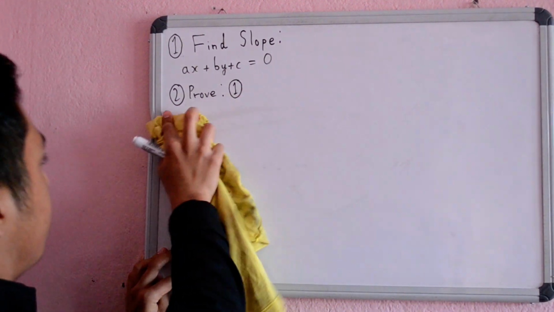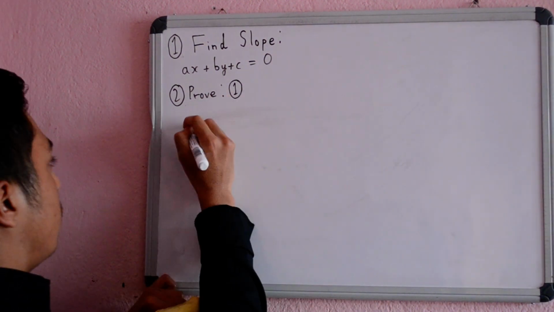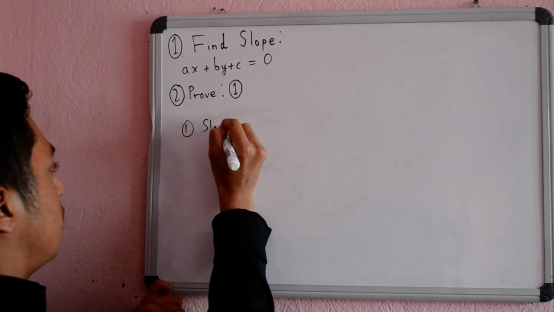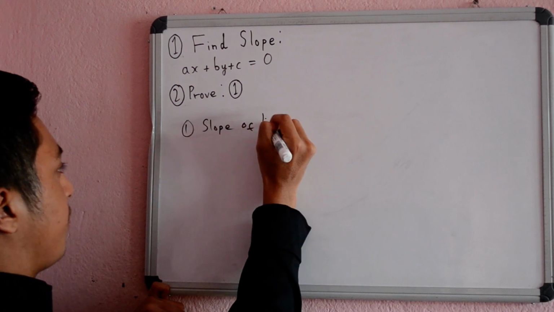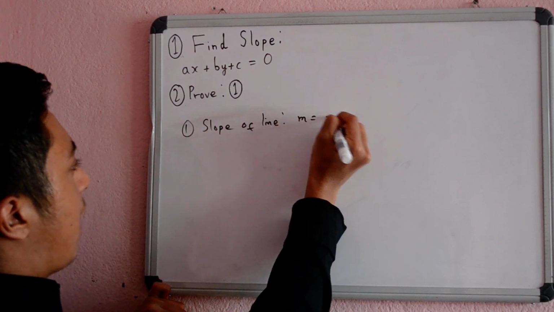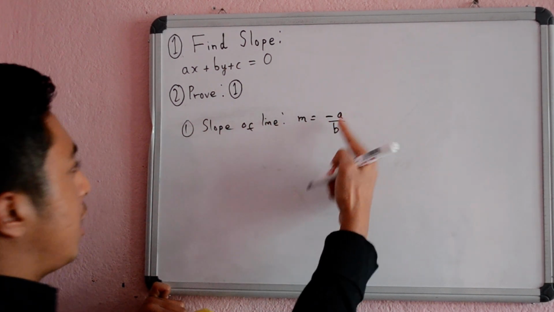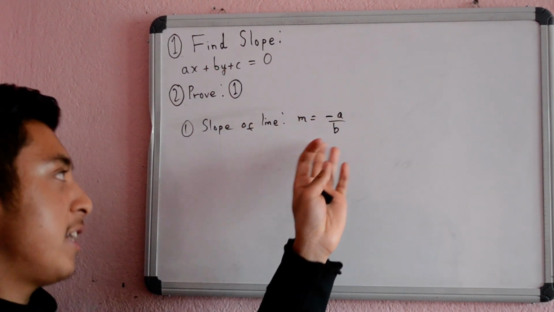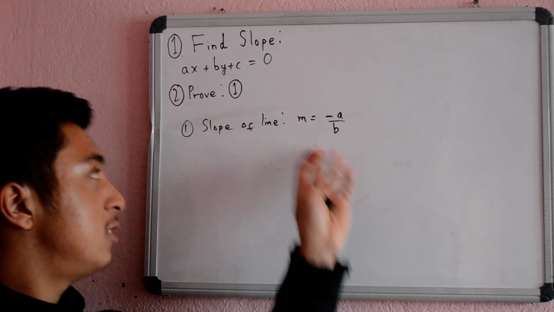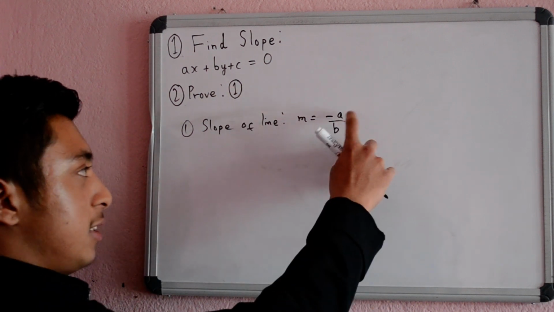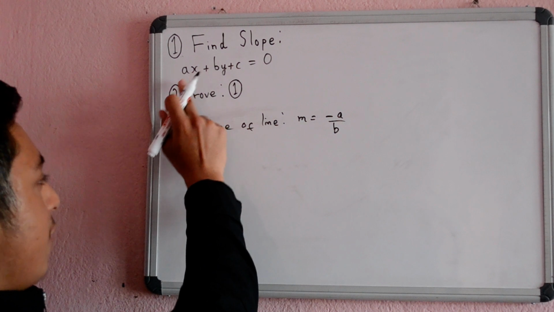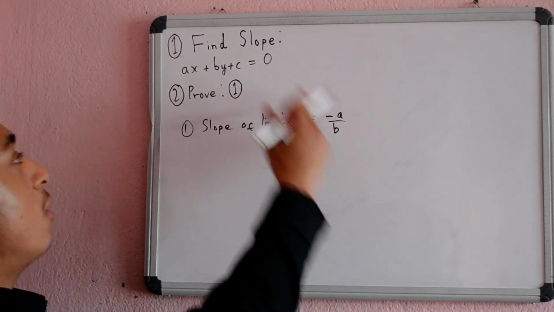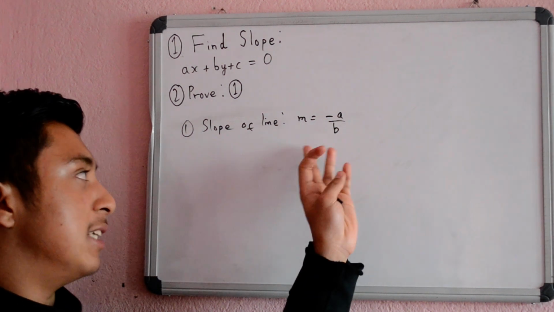So for the first one, we just have to use the formula. Slope of a line, right? Slope of line, m is equal to minus a by b. So what is minus a by b? Well, I technically just solved it. Not technically, I did solve it. But this a represents the coefficient of x, and b represents the coefficient of y. So simply that is it.